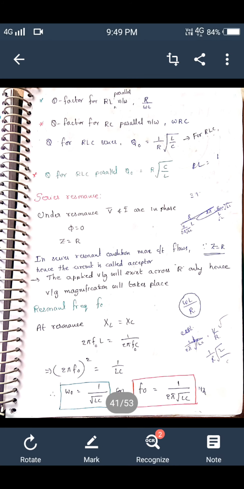Similarly, the quality factor for a series RLC network is Q naught is equal to 1 by R into root L by C. And the quality factor for a parallel RLC network is just the reverse, R into root C by L. That's the expression for quality factor for different passive networks.